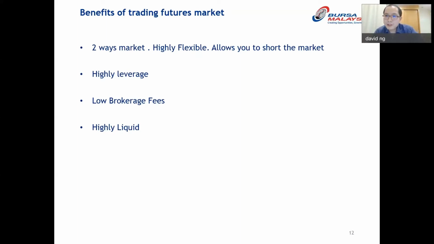Thirdly, low brokerage fees, because local brokers are charging you on a per contract basis. So that's not on a percentage basis. In a way, it's cheaper as compared to the equities market. And rates now are also getting very competitive. Generally, the brokerage fees are also coming down. So in other words, as a consumer of the futures market, you're enjoying lower brokerage fees.